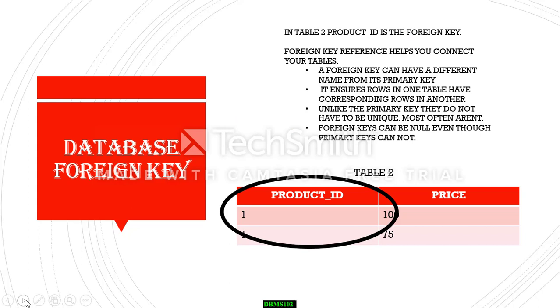In table 2, product ID is the foreign key. A foreign key reference helps you connect your tables. A foreign key can have a different name from its primary key. It ensures rows in one table have corresponding rows in another. Unlike the primary key, they do not have to be unique, and most often aren't. Foreign keys can be null even though primary keys cannot.